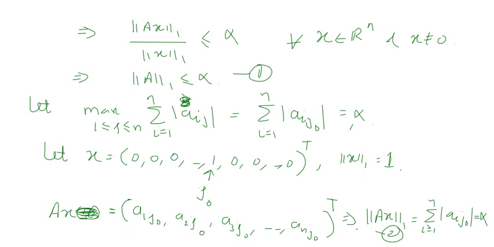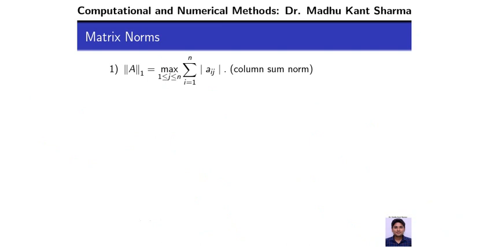Right? So we have created an artificial x here, by taking a unit length vector. So what we have shown is that the matrix norm, norm A1, is equal to the maximum column sum. Now next, similarly you can show that norm A infinity is given by this.